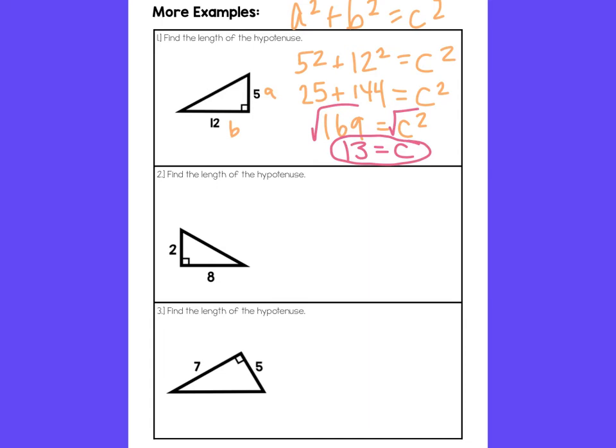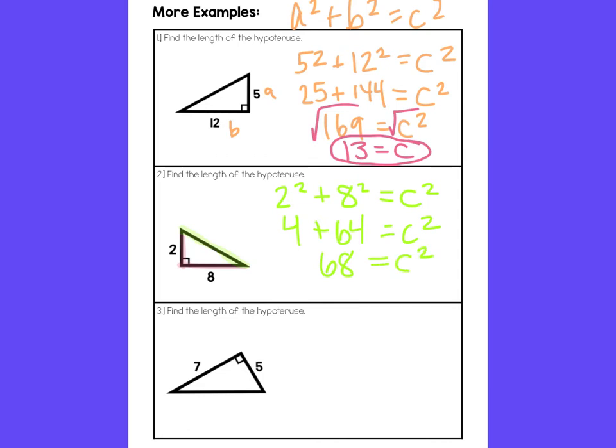All right, number 2. Again, we have 2 lengths. We want to find c. We have 2 legs. We want to find c, the hypotenuse. So 2 squared plus 8 squared equals c squared. Now we simplify. 2 squared, 2 times 2 is 4, plus 8 squared, 8 times 8 is 64, equals c squared. Now you add them together. 4 plus 64 is 68, which equals c squared.